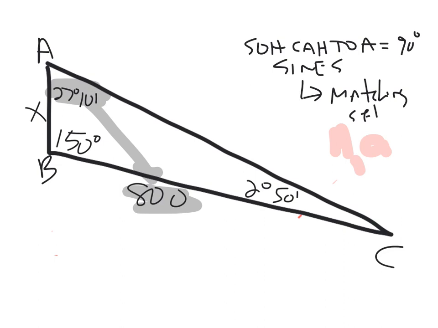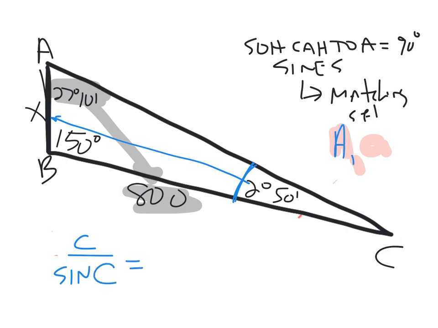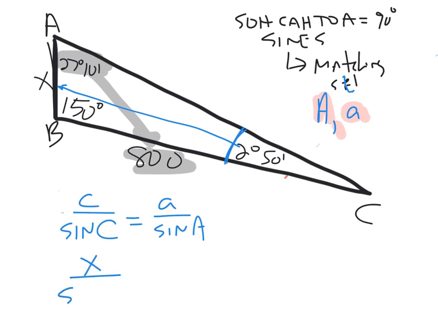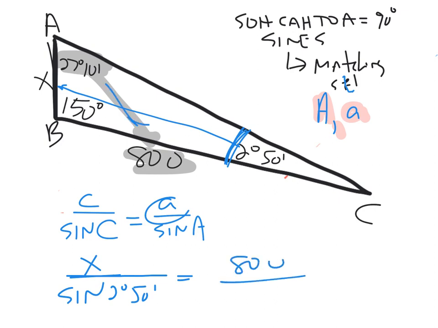I'm going to go about solving for x, which in my diagram is the side opposite angle C. So I'm trying to find little c. So I'm going to go little c over the sine of angle C, and that equals my matching set, which were my A's. Little a over the sine of angle A. So here that's going to give me little c, which I called x, over the sine of angle C. So that's the sine of 2 degrees 50 minutes. That equals little a, so that's the 800, over the sine of angle A, which was the sine of 27 degrees and 10 minutes.